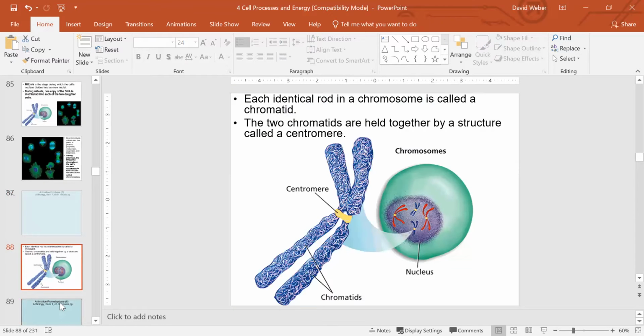Each identical rod in a chromosome is called a chromatid. The 2 chromatids are held together in a structure called a centromere. The centromere holds it together kind of like a belt. If you need a belt, they need a belt too. The chromatids are like legs and arms. You can think of a chromosome that way.